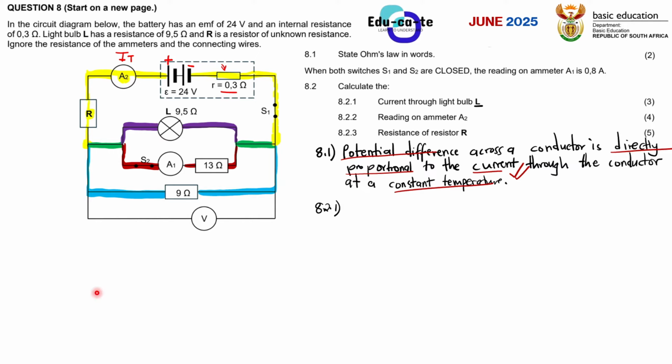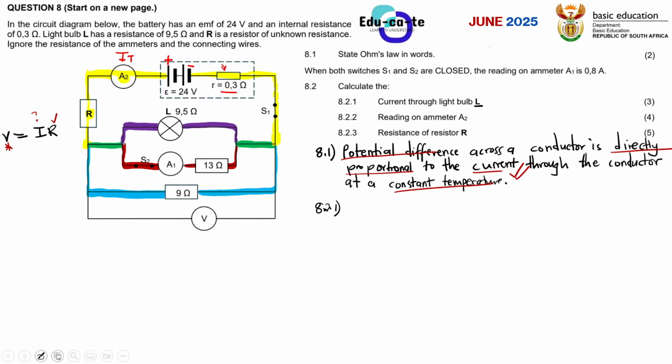So we know that we need two things to find the other thing. Remember, the formula says V is equal to I times R. So in this case, for this light bulb L, we certainly do have the resistance, which is 9.5 ohms. We are looking for the current through it, but we do not have the voltage across it. So this voltage is more like an unknown that we can actually find. So how can we find this voltage through the light bulb L?